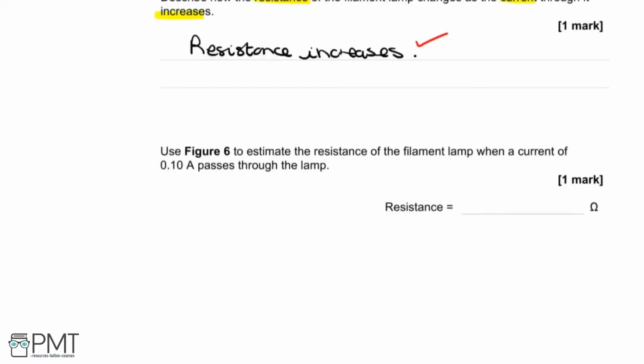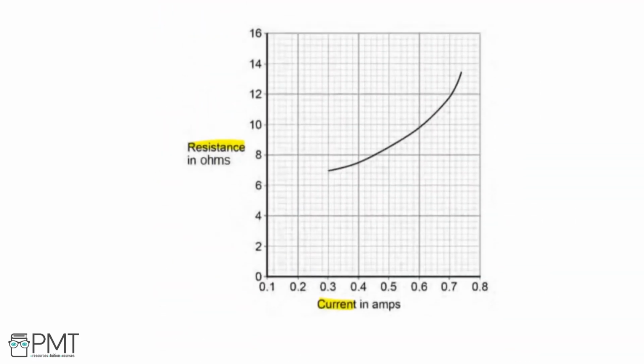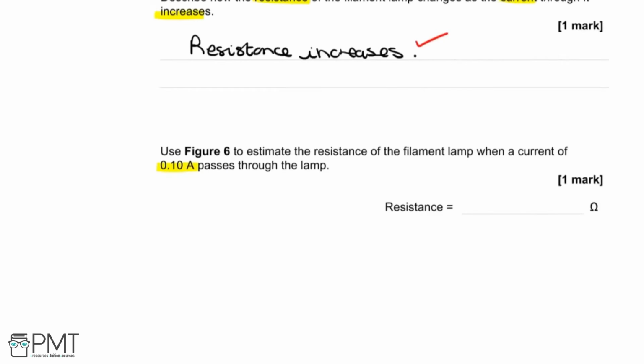Use figure 6 to estimate the resistance of the filament lamp when a current of 0.1 amp passes through the lamp. So the line on the graph doesn't quite reach 0.1 amps, so you need to carefully extend the line following the trend. So you can see at 0.1 amps, the resistance is approximately 6.5 ohms. Because you're drawing your own line, there's a range of acceptable answers from 6.3 ohms to 6.9 ohms.